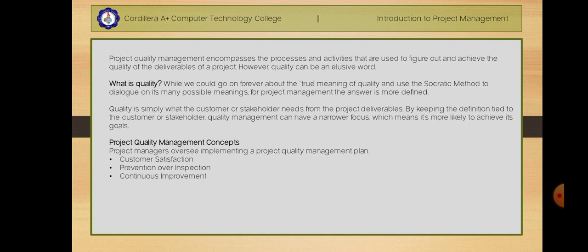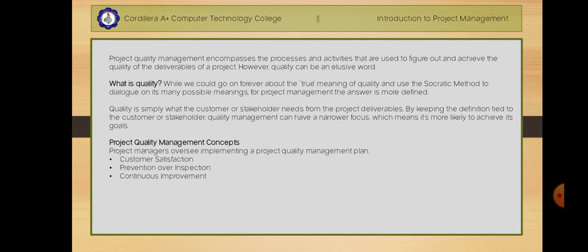So, na-define ko na sa inyo kung ano yung quality. Yung pinaka-importante talaga is na kailangan when it comes to project deliverables is the quality. Okay, so we have here the project quality management concept. So we have three, I think. So yung project managers oversee implementing a project quality management plan.